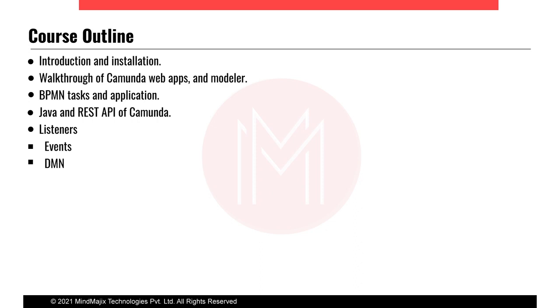Then we'll also be covering the listeners in Camunda. There are two types of listener: the task listener and the execution listener. When to use them? What is the requirement of them?